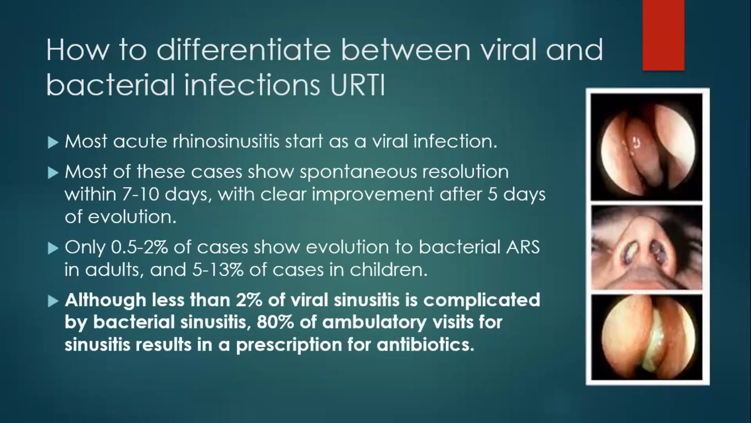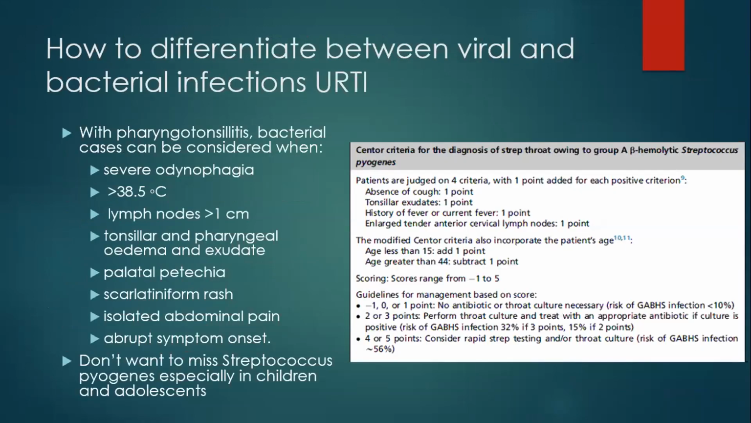a very sore throat or odynophagia. They have a very high temperature. And again, we're talking in adults here, not in kids, because a very high temperature in kids is very common with viral infections. The patients have lymph nodes larger than 1 centimeter. You may see a pussy exudate on the back of the pharynx. There may be petechiae, or they may be developing what they call a scarlatiniform rash.